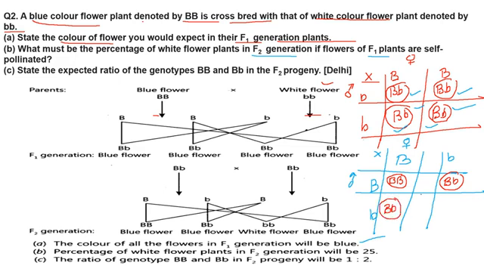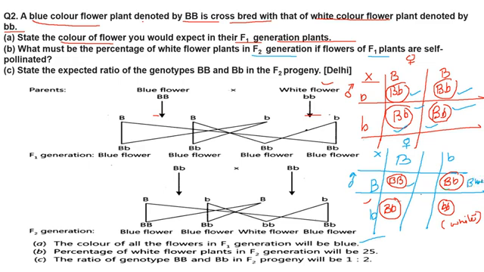So the color of the flower will be blue, here also blue, here also blue, here also blue. So the phenotype will be blue, blue, blue. And what about this? Small b, small b. This is the only flower which is white in color, and the rest of them, all three of them, are blue in color.